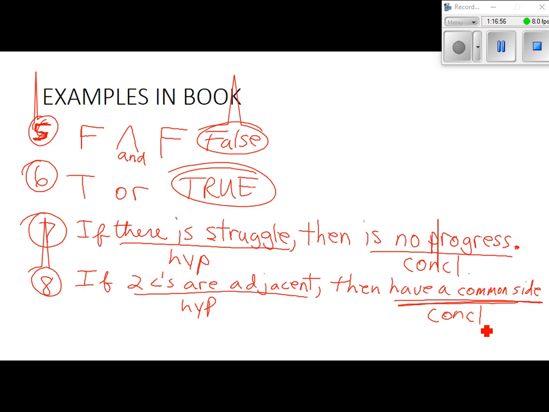Number 10. What's the hypothesis? 3x minus 4 equals 11. What's the conclusion? x equals 5. Number 11. If two angles are vertical angles, then they are congruent. What's the hypothesis? Two angles are vertical. What's the conclusion? They are congruent. Pretty easy stuff.